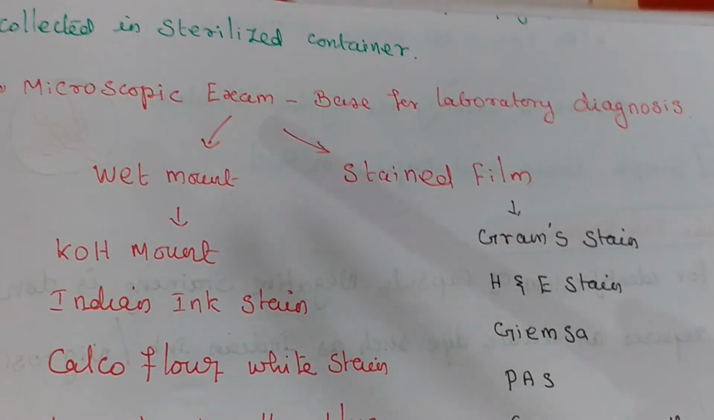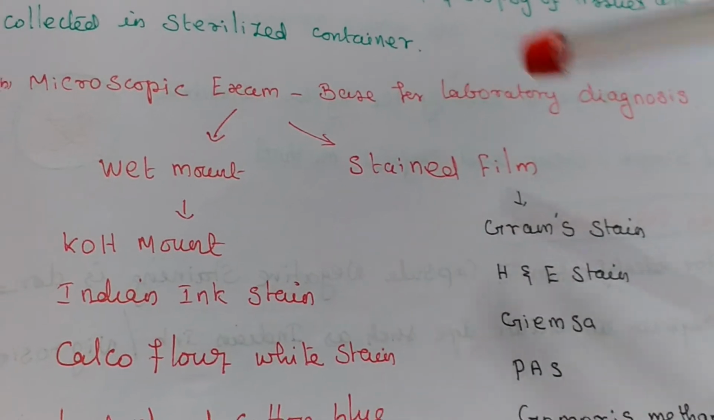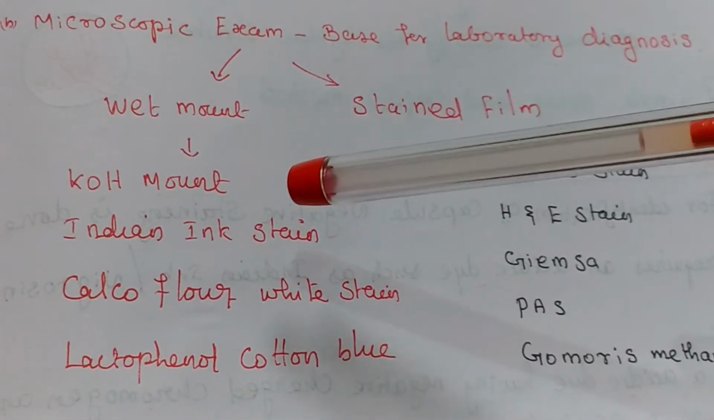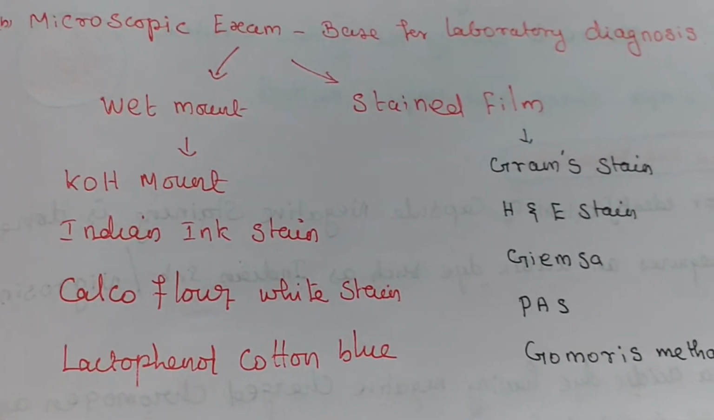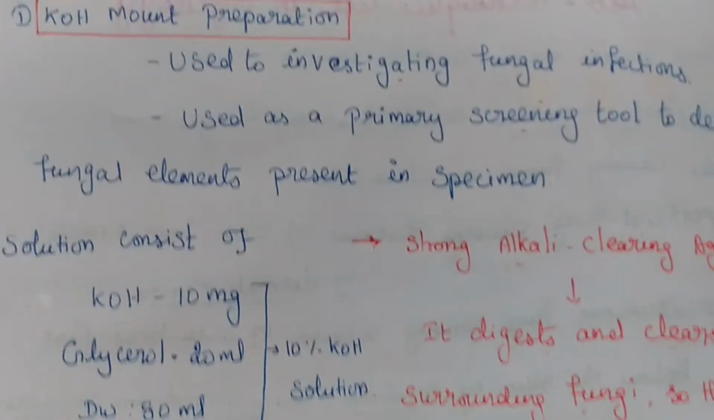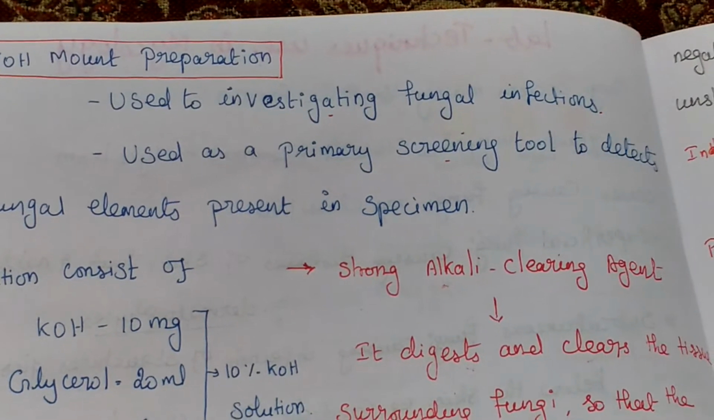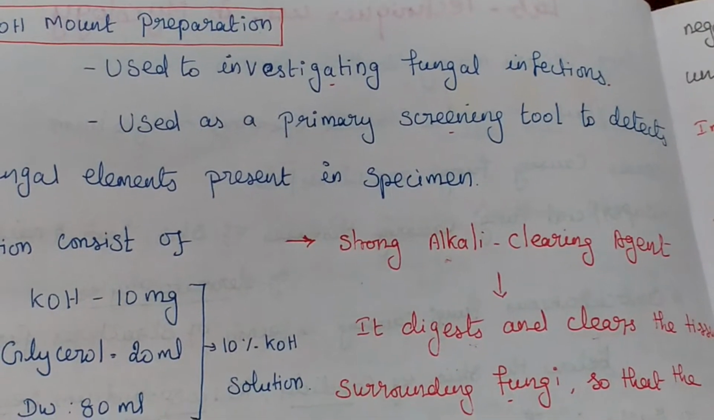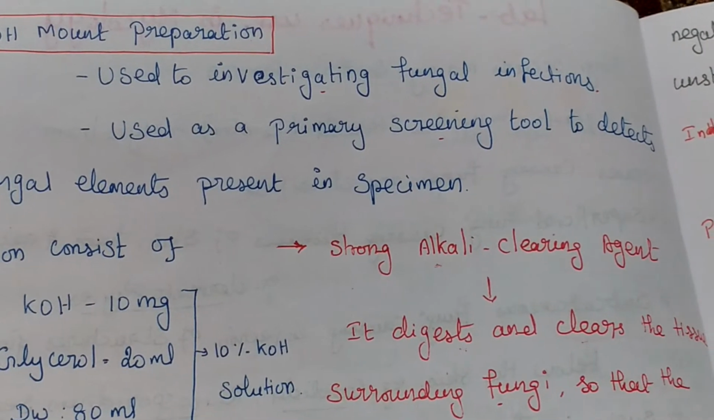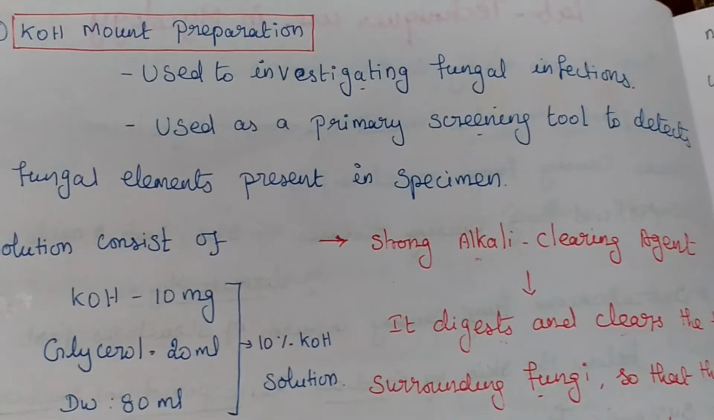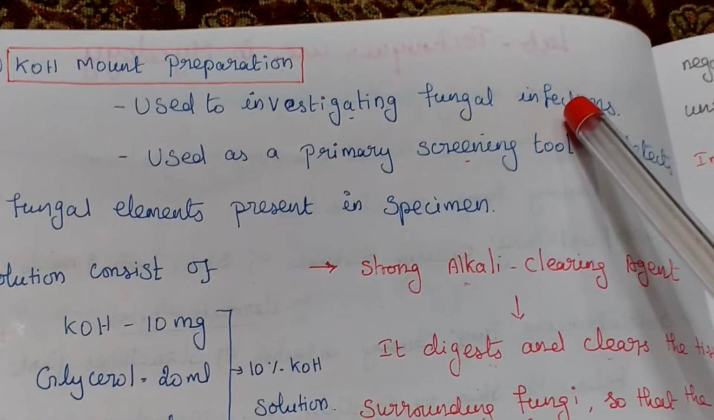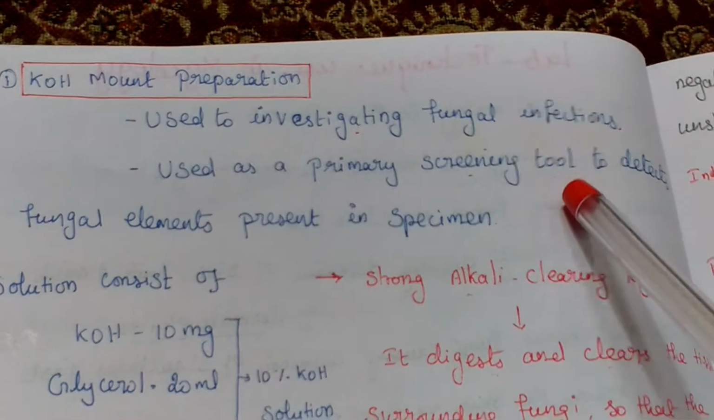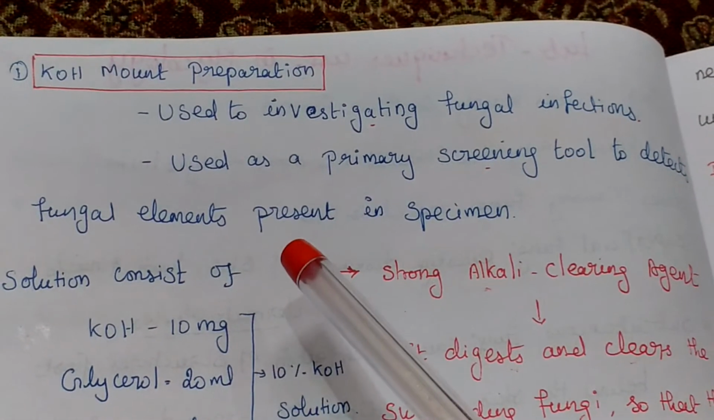So, microscopy has two different methods: wet mount and stained film method. Wet mount: KOH, Indian ink, calcofluor white stain, and lactophenol cotton blue. Now we will see them one by one. First one is KOH mount. This one is used for investigating fungal infection, and as a primary screening tool to detect fungal elements present in the specimen.